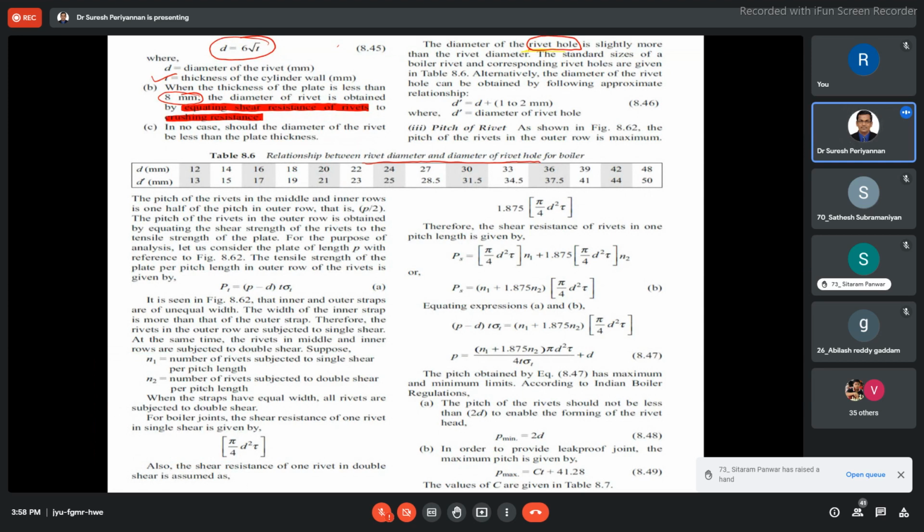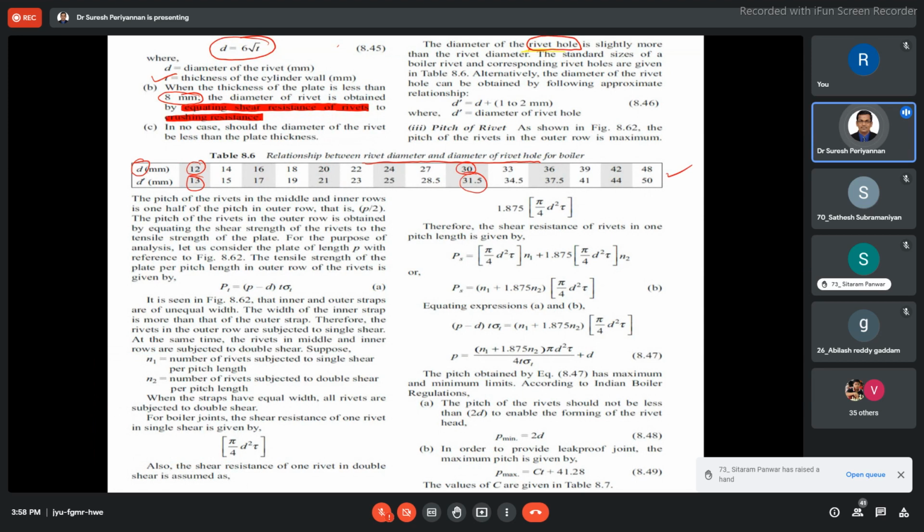Here, small d is our rivet diameter. If you prefer a rivet diameter of 12 mm, our hole diameter should be 13 mm. Suppose my rivet diameter is 30 mm, my hole size is 31.5 mm. We should not go beyond that. This is especially for boiler application.